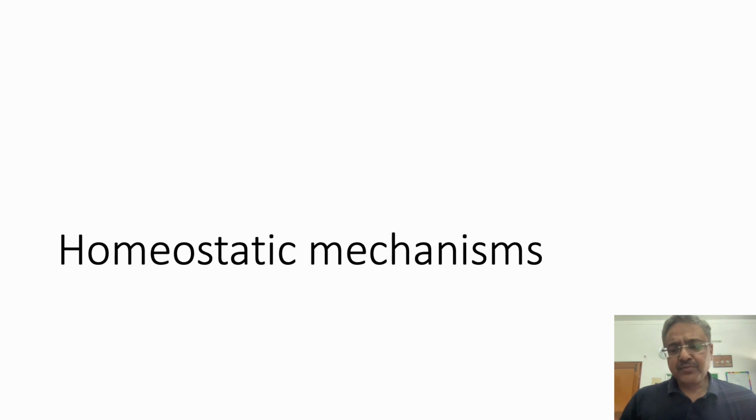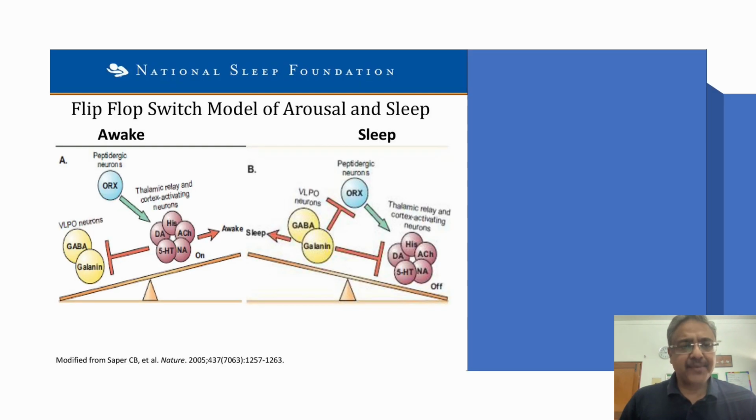Now we will discuss both of these mechanisms separately. When we talk about the homeostatic mechanism, it basically acts on a flip-flop switch. There are two different areas in the brain. One of the areas is the sleep promoting area, the ventrolateral preoptic area, which secretes inhibitory neurotransmitters like GABA and galanin.